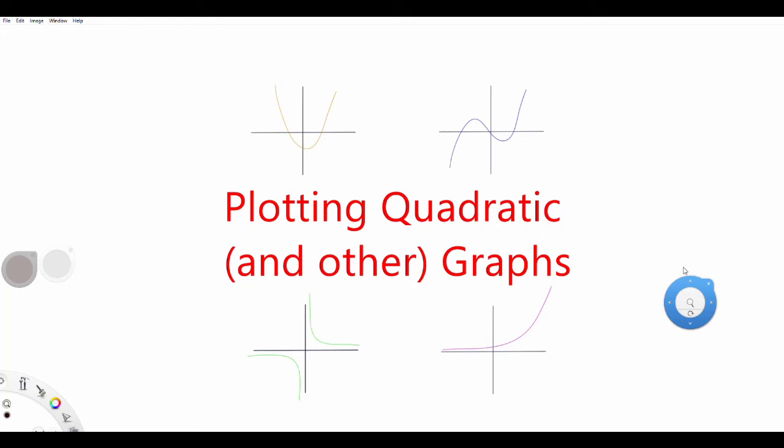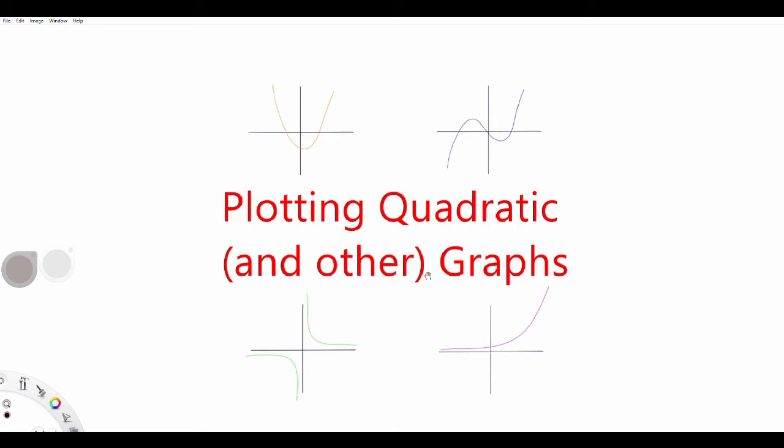Today we're going to be looking at plotting quadratic and other graphs. And you'll see from the sketches there, you might have seen some of those before, and they're the ones we're going to be looking at. So let's make a start firstly.